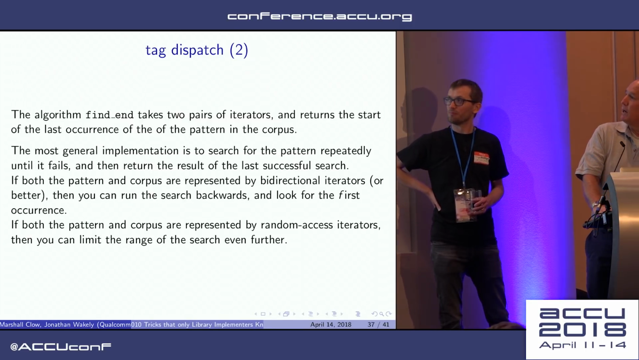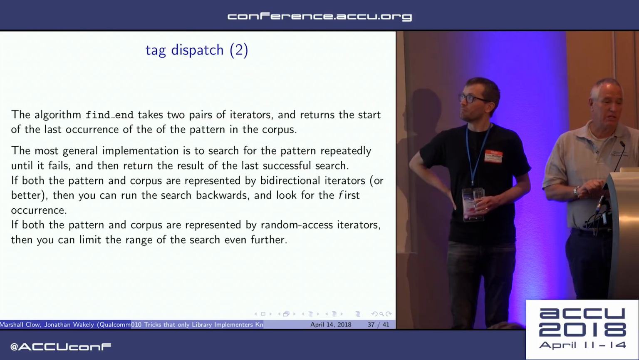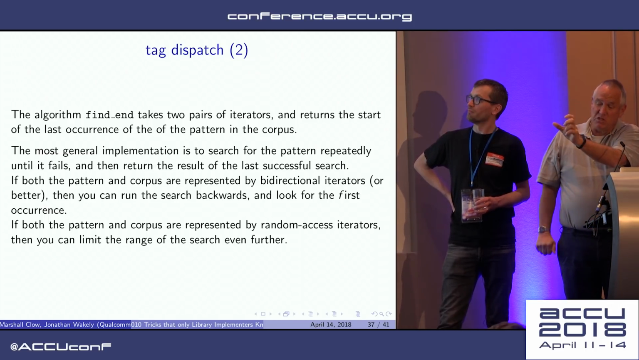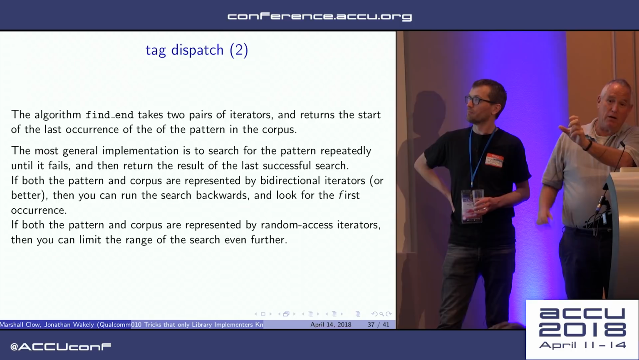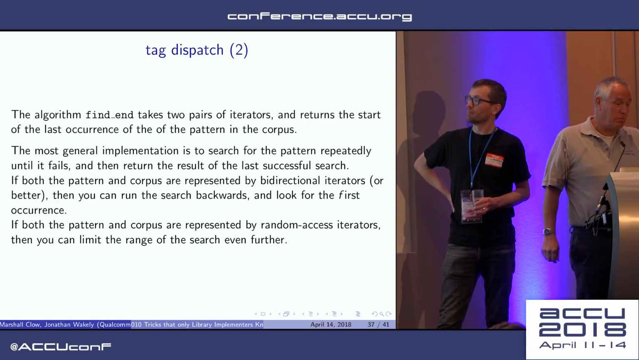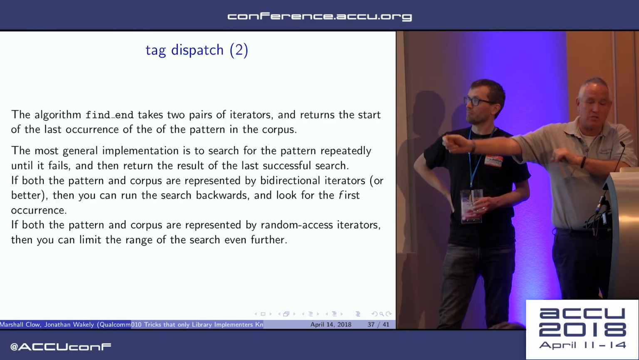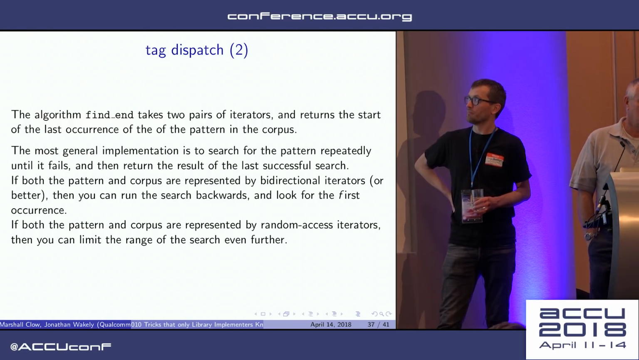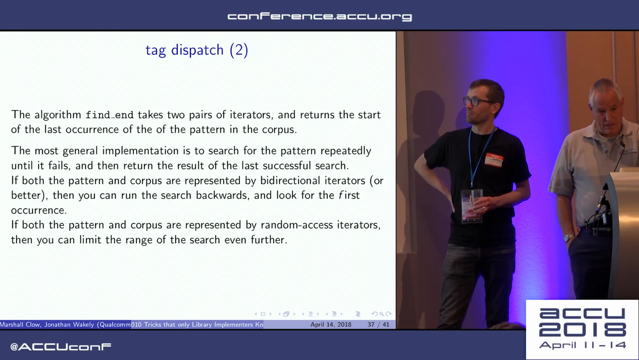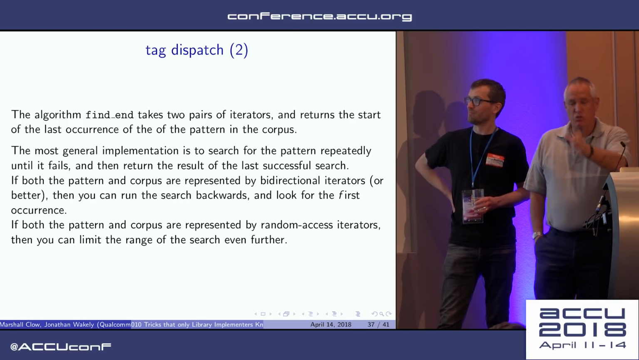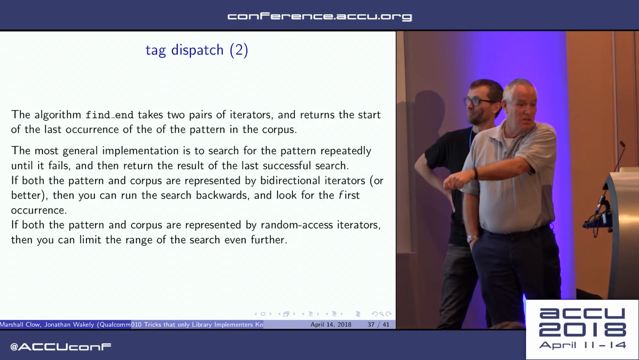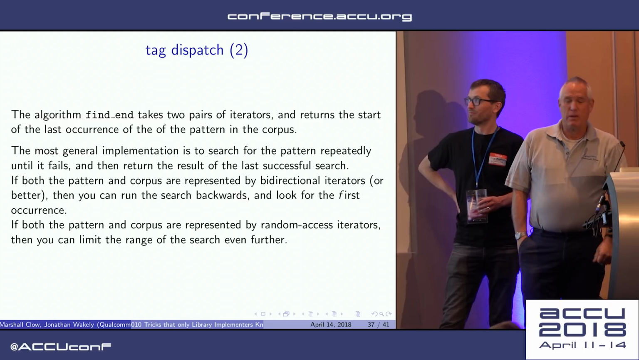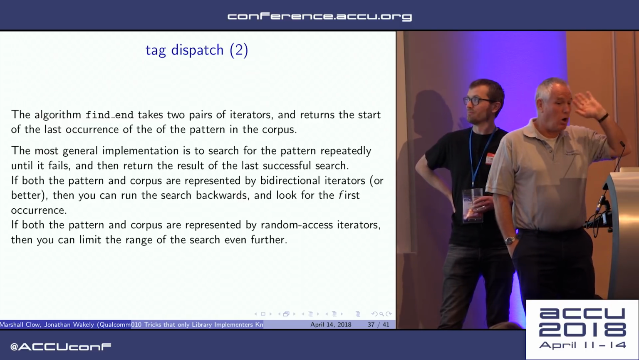For example, the algorithm find_end takes 2 pairs of iterators and finds the last instance of the pattern in the corpus. The 2 ranges are the pattern to search for and the corpus to search. The most general implementation of that is you start at the beginning, you search for the pattern, then you search again, and then you search again, and you keep searching until it fails, and then you remember what the last successful search was. That's going to work all the time.